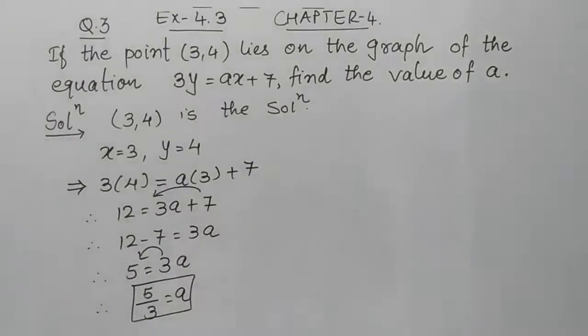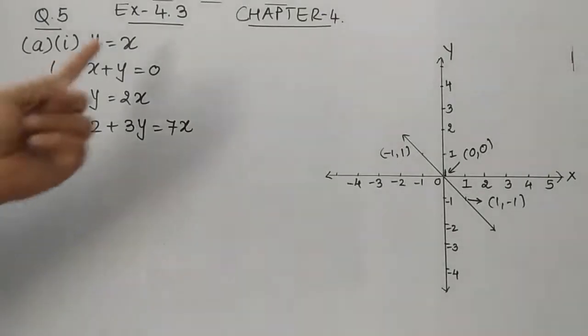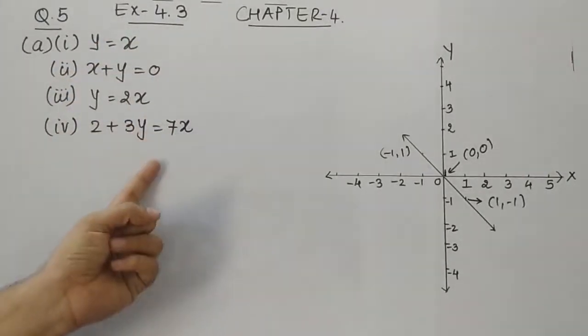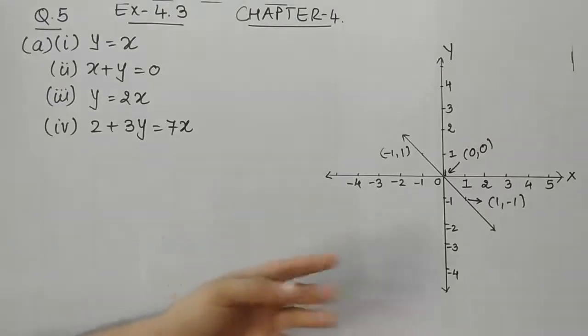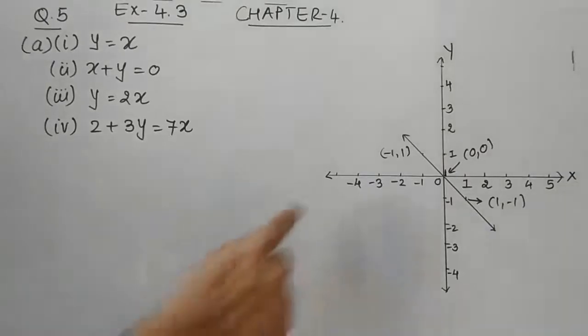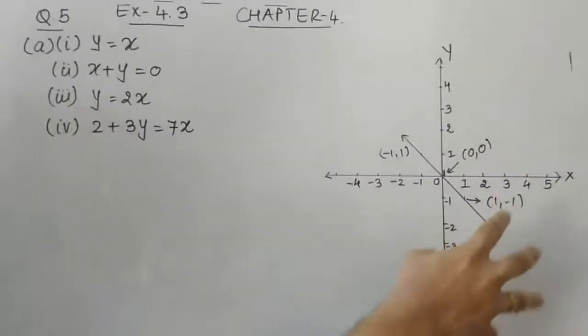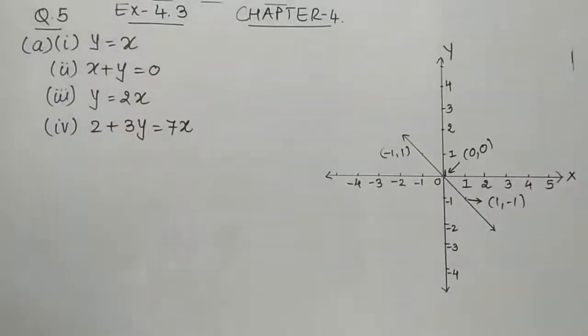That's so easy, but it is important. Let's see this question, question number 5. It is said that from the given choices, choose the equation whose graph is given in this diagram. So this is a graph, and we have to find out which of the following equations this graph belongs to.